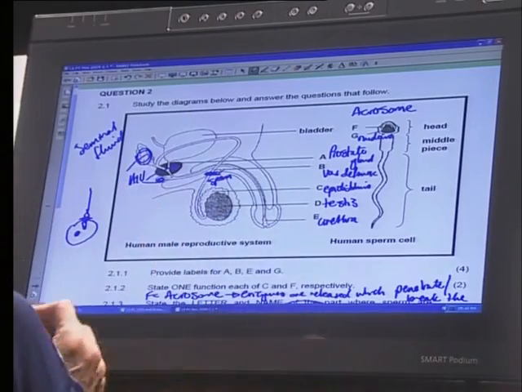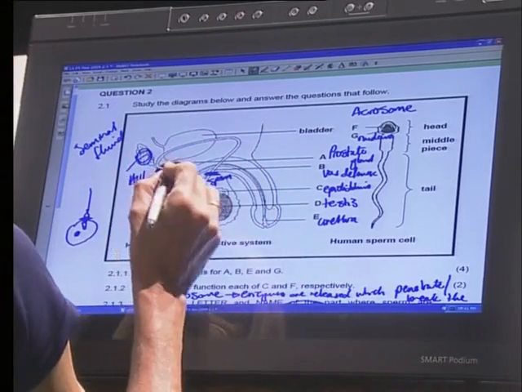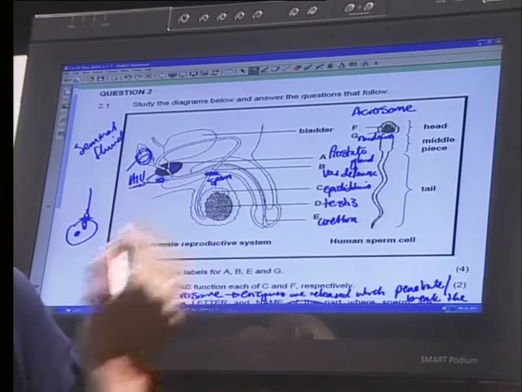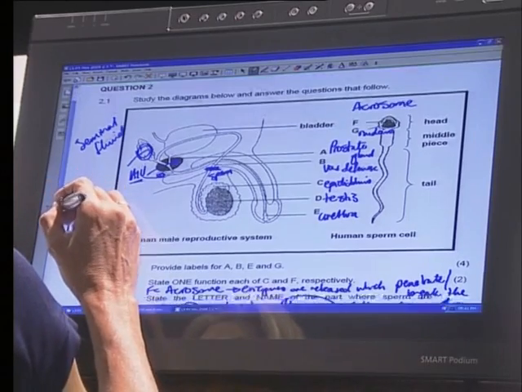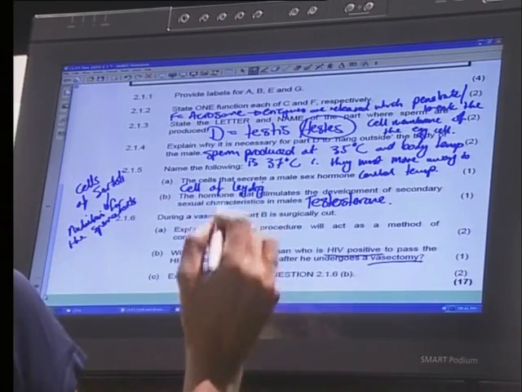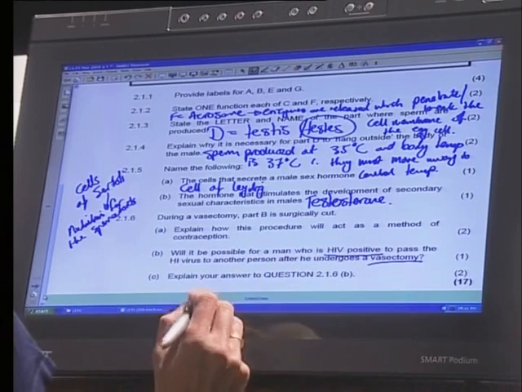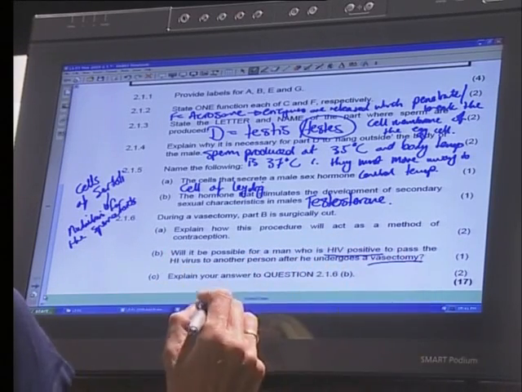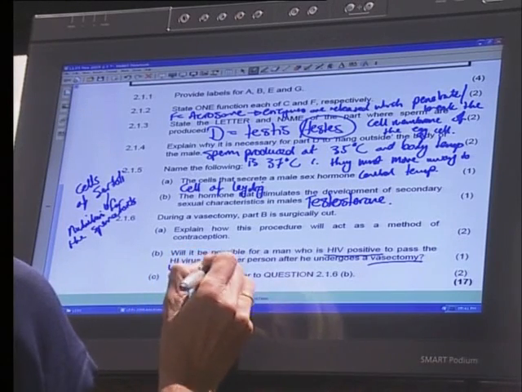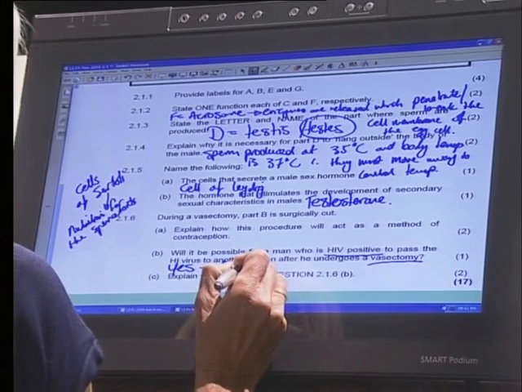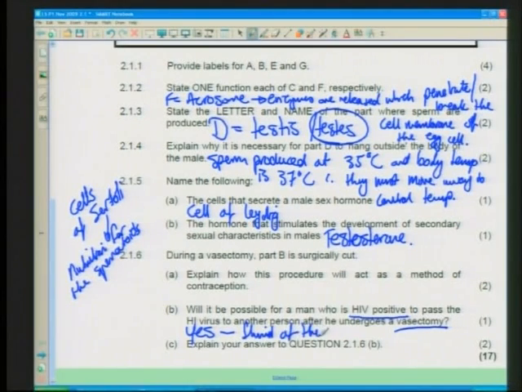So if a person's had a vasectomy, the sperm can't come out, so there's no more sperm, but those fluids from the prostate, the Cowper's gland and the seminal vesicles that make up the semen are still going to be there. You follow? And that's what carries the HIV virus, not the sperm cells. So if we go back to our question, is it possible for a man who is HIV positive to pass the HIV virus on after he's undergone a vasectomy? Yes, it is. Why? Because of the seminal fluid.